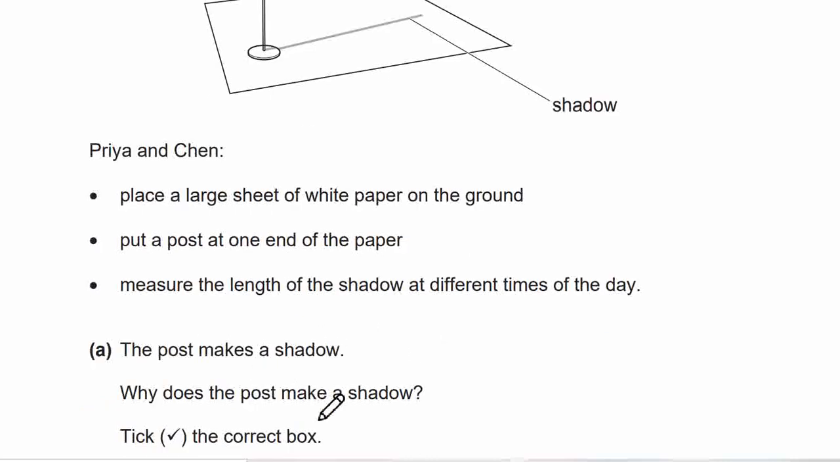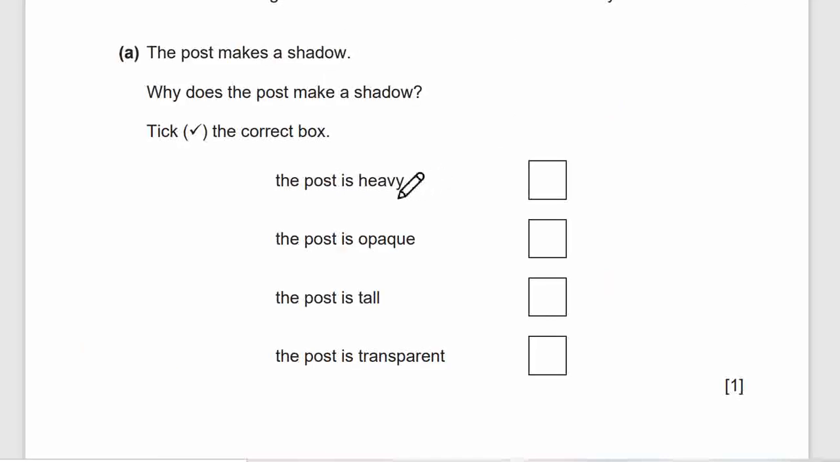Why does the post make a shadow? Tick the correct box. Is it that the post is heavy? Or is it opaque? Or is it tall? Or is it transparent? Well, the post makes a shadow because it blocks the light. So the object should be opaque in order to block the light. So it should be opaque. That will be our answer.